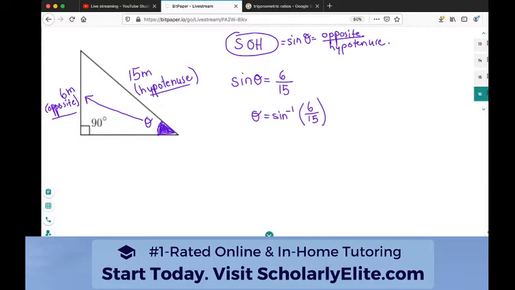And you should get 23.57. And what we usually do at this point is round to 23.6. And that is the angle right here. That's the answer for the angle.